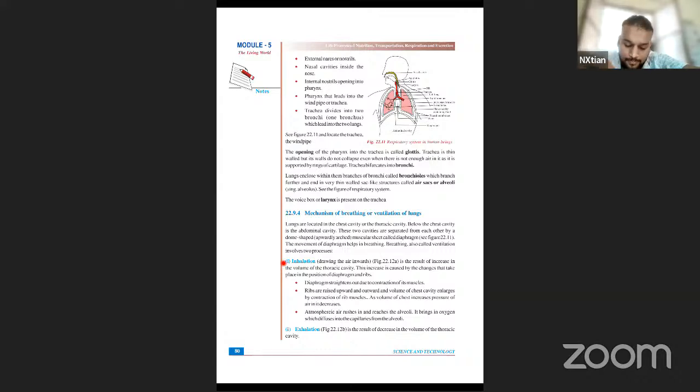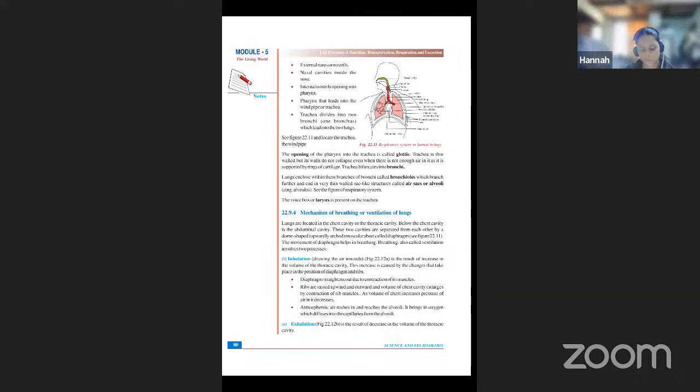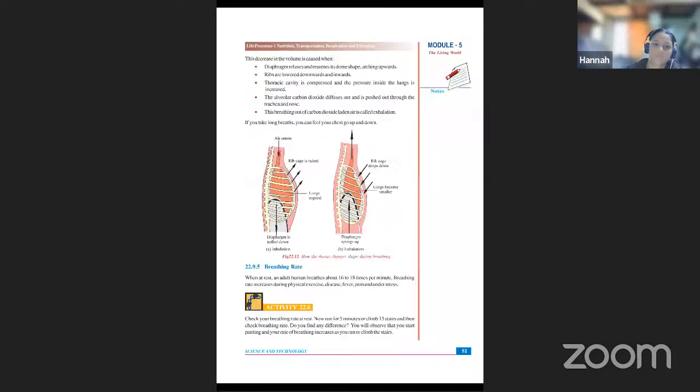Exhalation is the result of decrease in the volume of the thoracic cavity. This decrease in the volume is caused when the diaphragm relaxes and resumes its dome shape, arching upwards. Next one. Ribs are lowered downwards and inwards. The thoracic cavity is compressed and the pressure inside the lungs is increased. The alveolar carbon dioxide diffuses out and is pushed out through the trachea and nose. This breathing out of carbon dioxide-laden air is called exhalation.